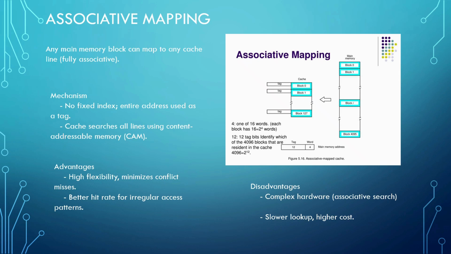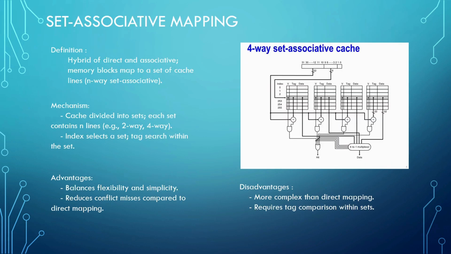The biggest pro is that it reduces cache misses caused by conflicts, but it requires more complex hardware, which increases cost and power consumption. It's better for high performance systems where flexibility matters more.